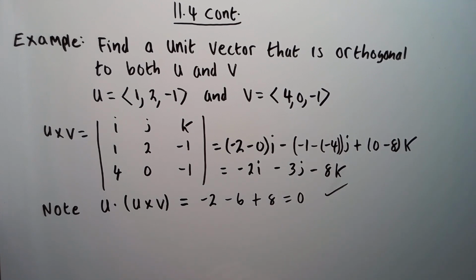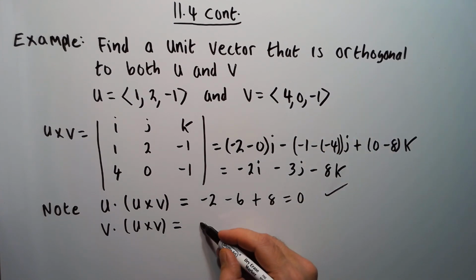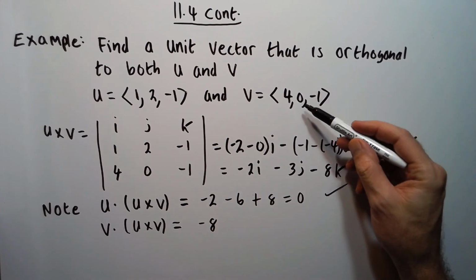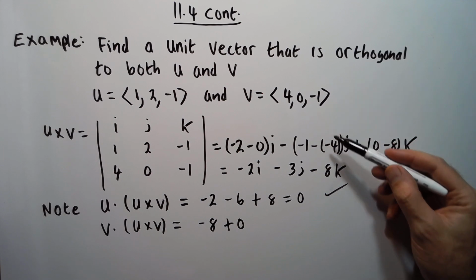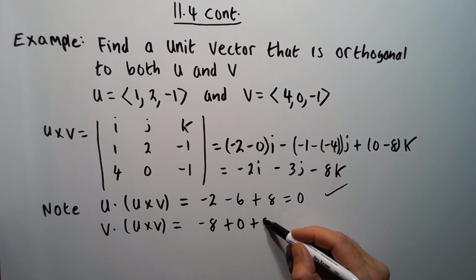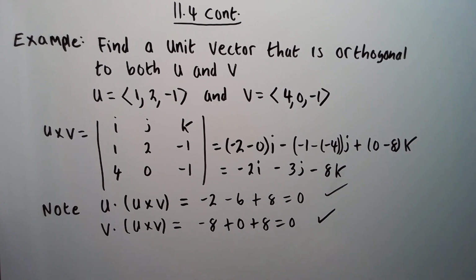And also v dotted with u cross v should be 0 also. Let's check that. So dotting here, it'll be 4 times minus 2, so it'll be minus 8. That'll be 0 times minus 3, so it'll be 0. That'll be negative 1 times minus 8, so it'll be plus 8. So that's 0 also. Okay, good. So we've shown it's orthogonal.